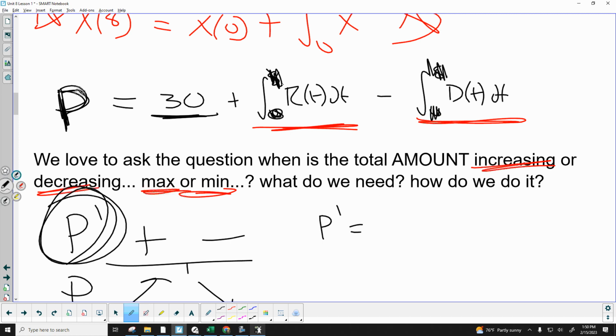A derivative of an integral. An integral represents area, but we know humans can find areas by taking antiderivatives. You're thinking, what is the derivative of an antiderivative? Well, don't they just cancel themselves out? Yes. What is the derivative of this integral? It just cancels itself out. R minus D is P prime.